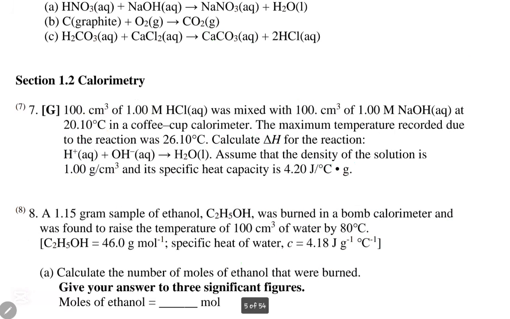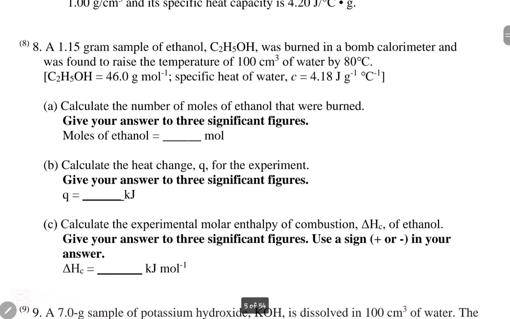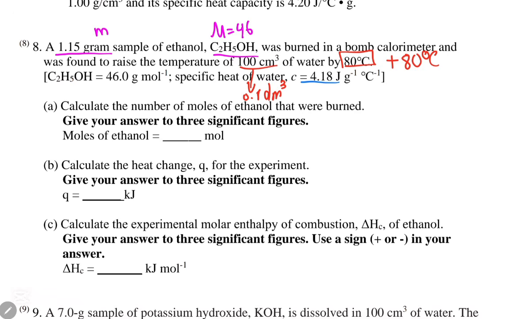for question number 7. We'll move on now to question number 8. What does it say in question number 8? A 1.15 gram sample of ethanol. What's the molar mass of ethanol? It's 46. You guys should know how to calculate it, right? Was burnt in a bomb calorimeter and was found to raise the temperature of 100 centimeter cubed, so 0.1 decimeter cubed of water by how much? By 80 degrees. So I had plus 80 degrees Celsius, right? Now, they gave me the specific heat capacity of water, which is 4.18 joules per gram times degrees Celsius.